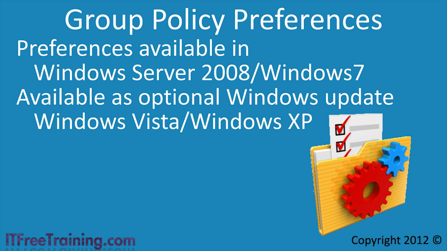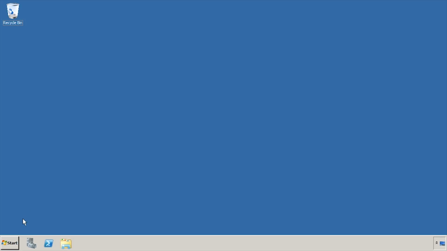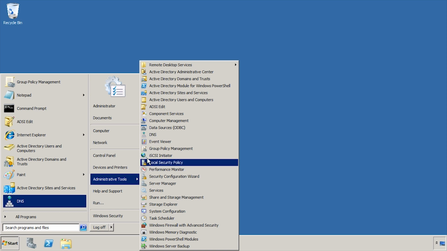I will now change to my Windows 2008 domain controller to have a look at how to set up group policy preferences. First of all, I will open Group Policy Management from the Start menu.